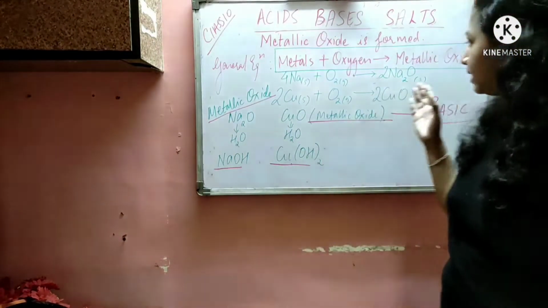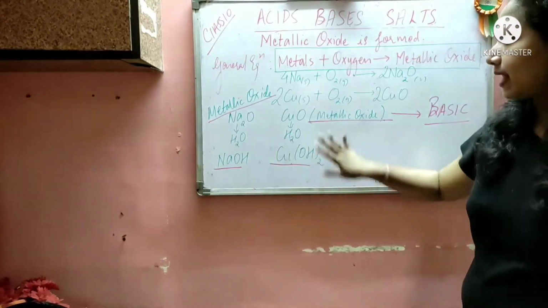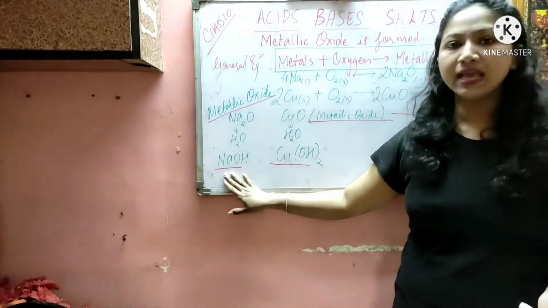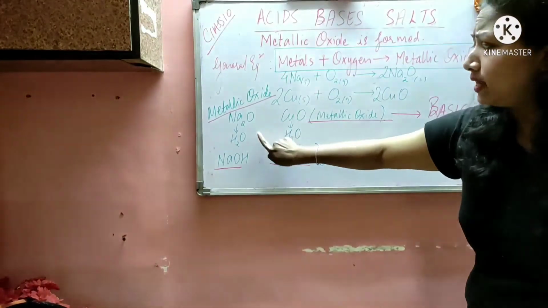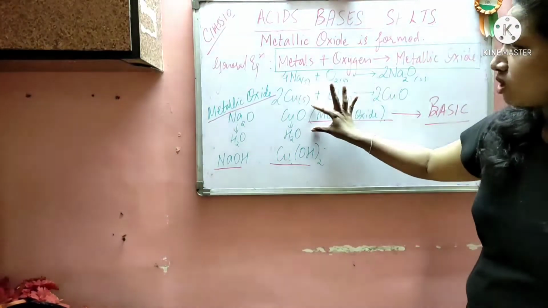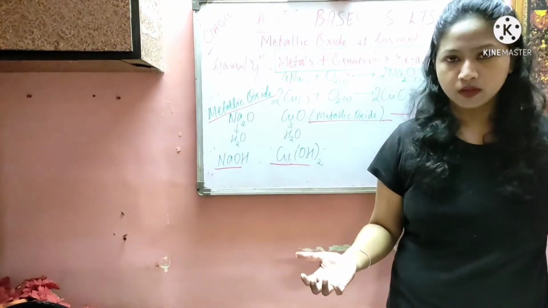How will we get to know? Let's take the metallic oxides which we have prepared, which are sodium oxide and copper oxide. Let's dissolve them in water. What do you get? Base. When you dissolve sodium oxide in water, what do you get? Sodium hydroxide. When you dissolve copper oxide in water, what you get is copper hydroxide.